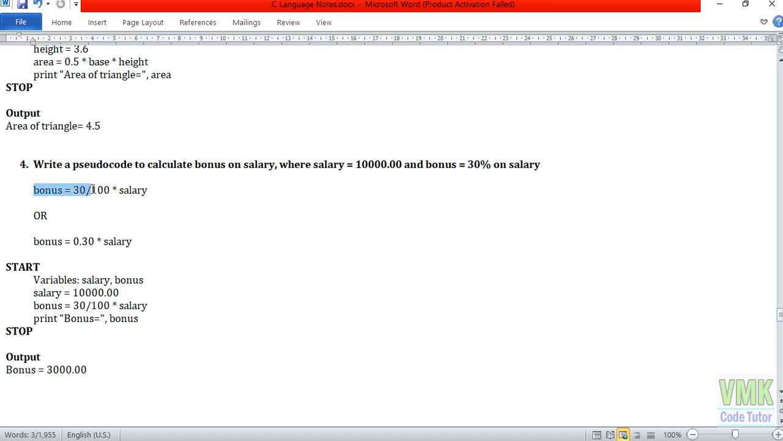Bonus is equal to 30 by 100 into salary. So 30% means how do you write it? 30 by 100 into salary. Or you can also write the formula: bonus is equal to 30 by 100 is how much?